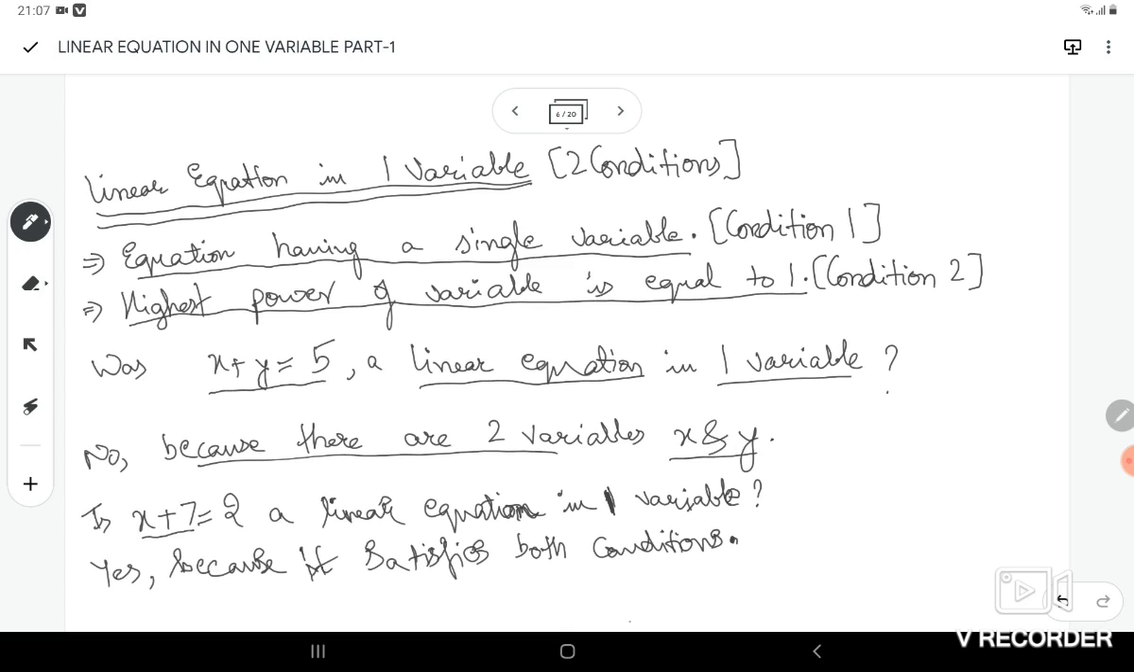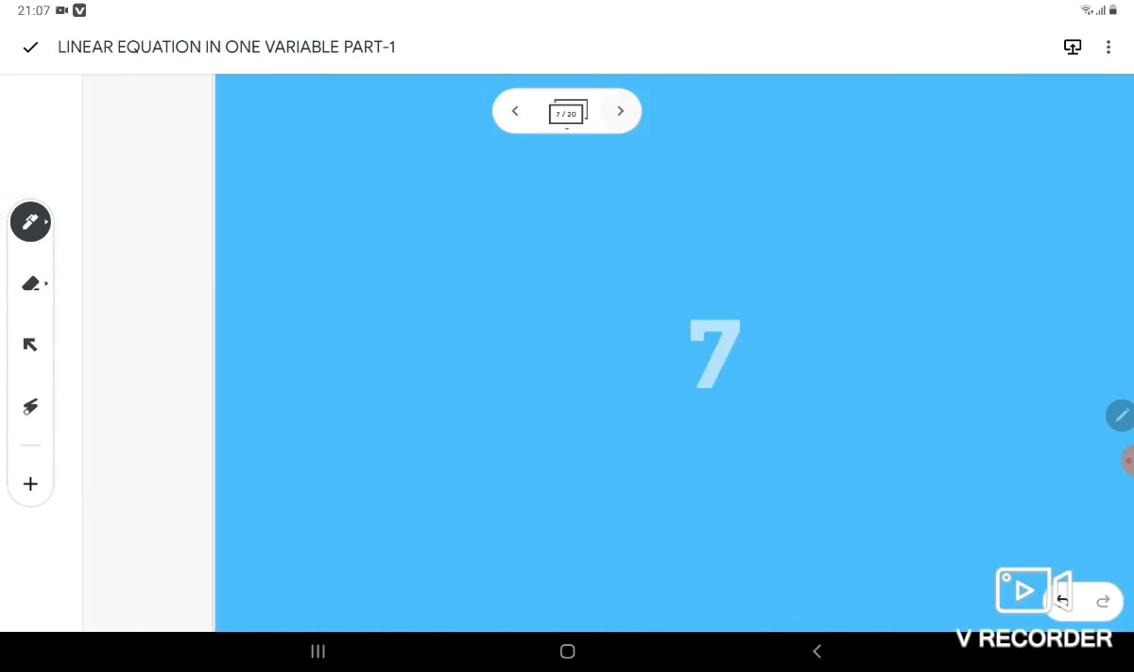Is x plus 7 equal to 2 a linear equation in one variable? Yes, because it has only one variable, that is x, and the highest power of that variable is 1. So it satisfies both the conditions I have discussed above. So yes, it is a linear equation in one variable.